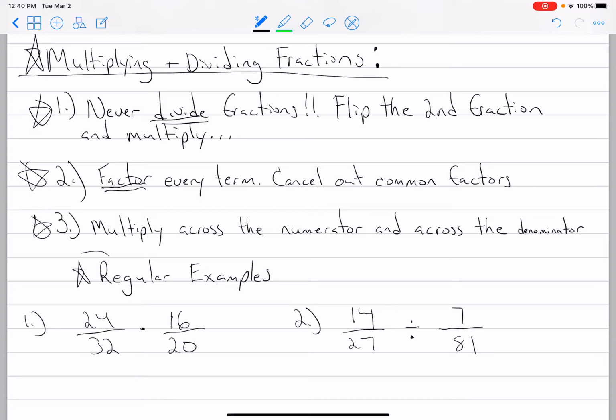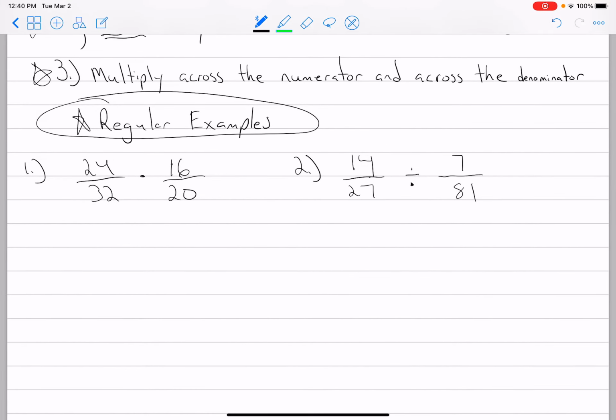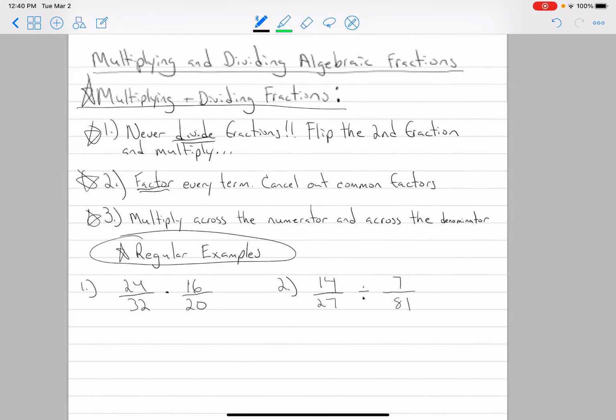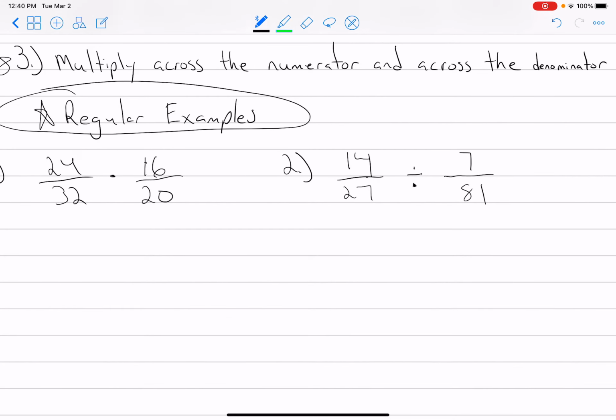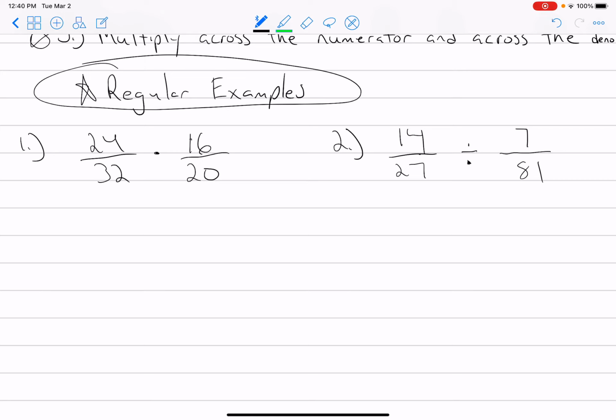So let's do this with some regular examples of fractions. It's going to be quick. So 1, never divide fractions. This isn't dividing. 2, factor each term, all right? So we're going to take 24 and factor it. 24 is 6 times 4, 2 times 3, 2 times 2. So 24 is basically 2 times 2 times 2 times 3.